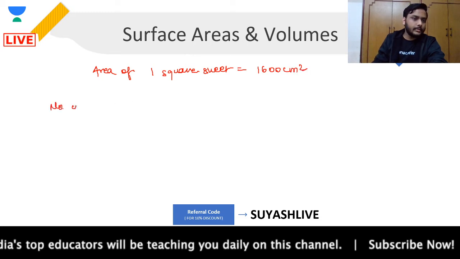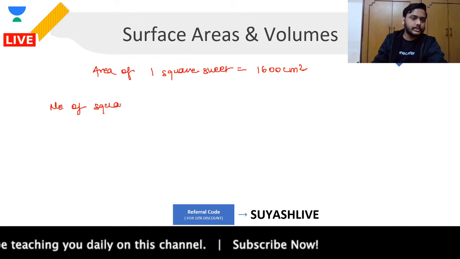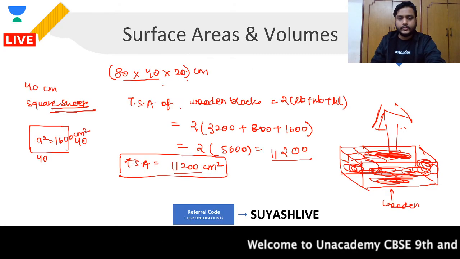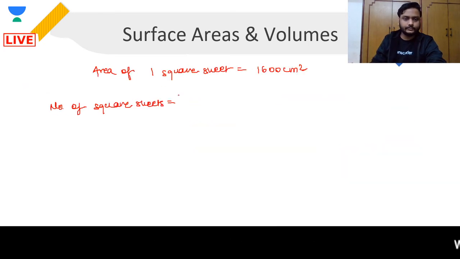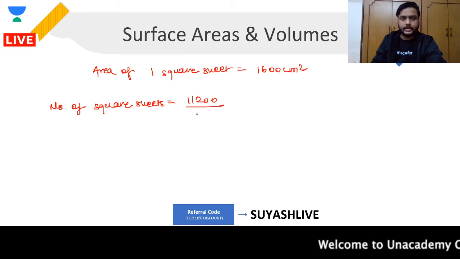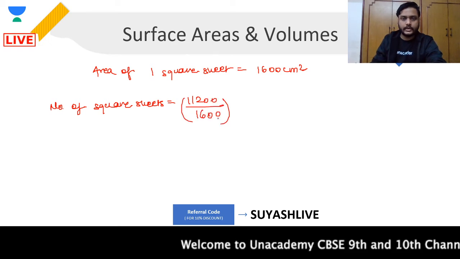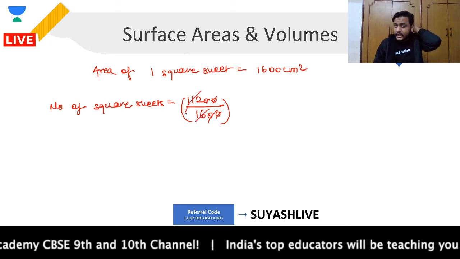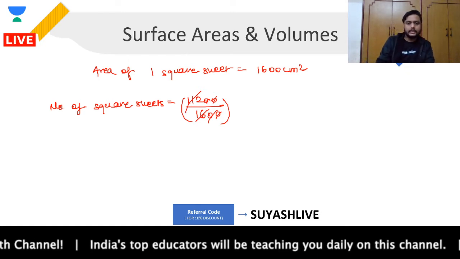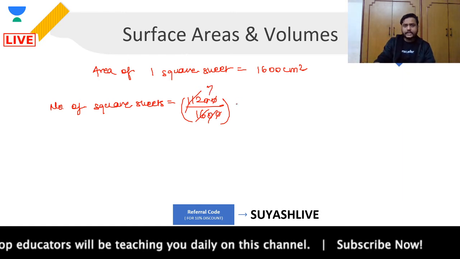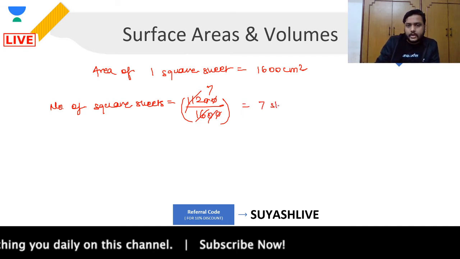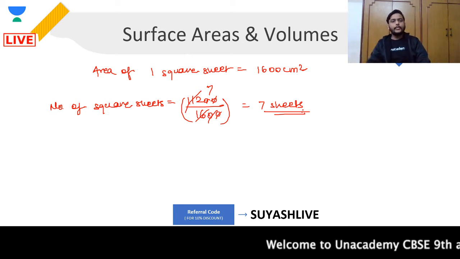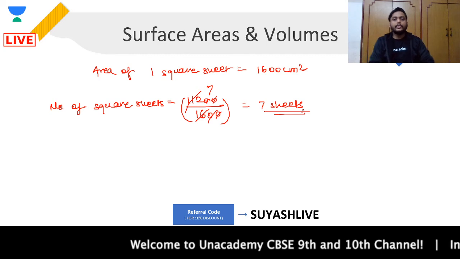And now when you are talking about the number of square sheets, then number of square sheets will be equal to this total area 11200 divided by 1600. Solve it, get your answer. 16 times what? 160, 80, and then you have 32, right? 7 times it's gone. And you exactly need how many sheets? You exactly need 7 sheets to cover your entire block. पूरे ब्लॉक को कवर करने के लिए आपको कितने शीट्स चाहिए? You need exactly 7 sheets.